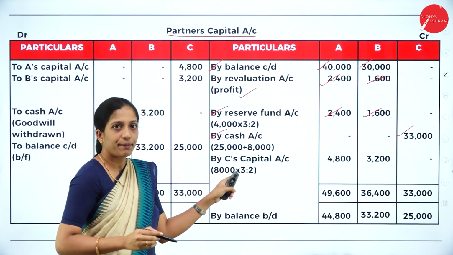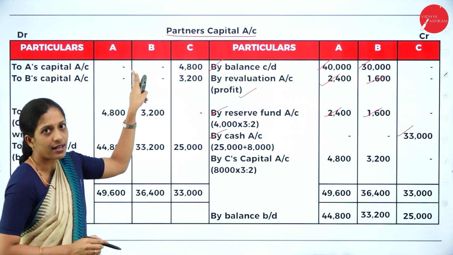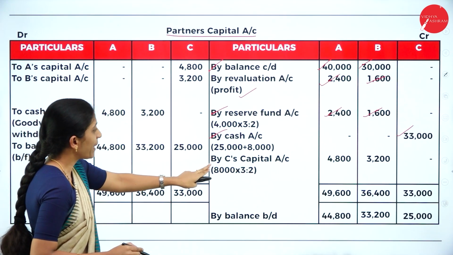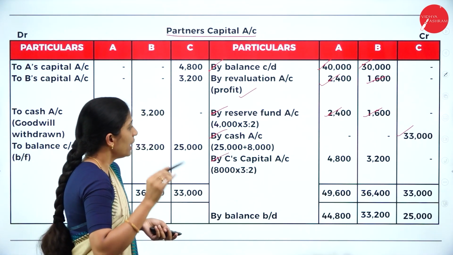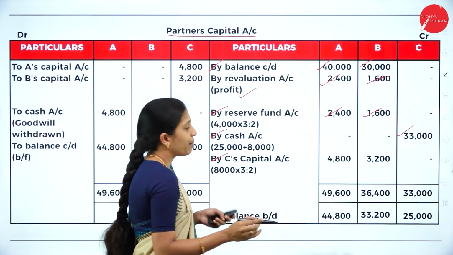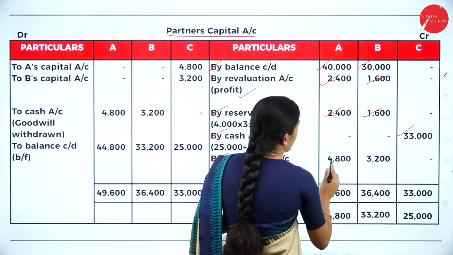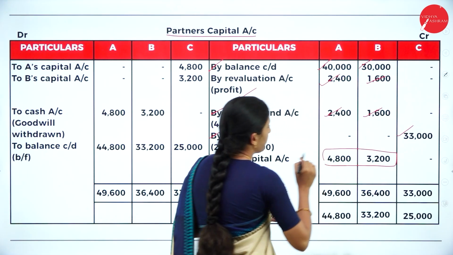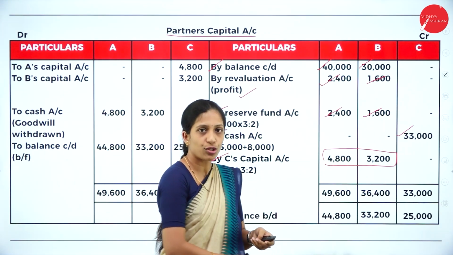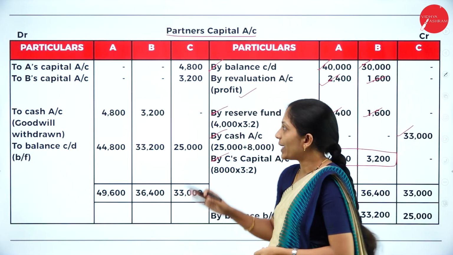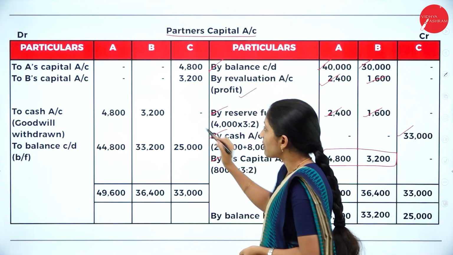Always remember, under admission it is new partner's capital account debit to old partners' capital account. Now who is the new partner? By C's capital account 8,000 into 3:2. But remember while writing the amount, now it is by C's capital account, so C's column should be dashed, remaining has to be filled. A and B has to be filled here. So 4,800 and 3,200.